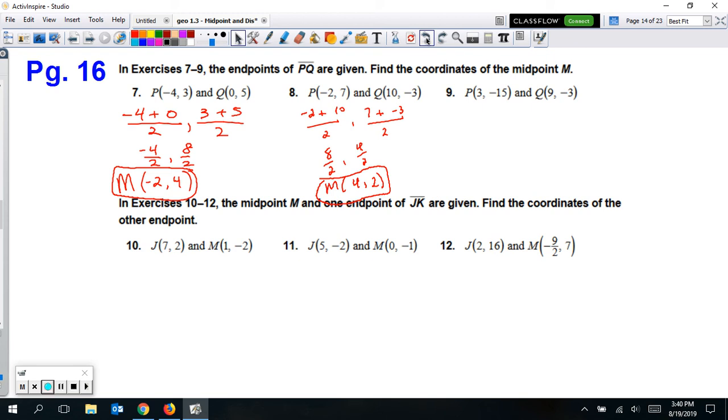Alright, so I want you to pause the video now and try number 9. Do the same thing. Use that midpoint formula to find the coordinates of the midpoint.